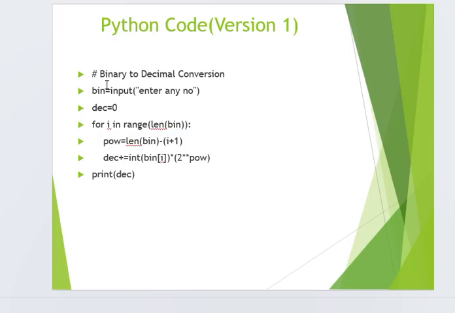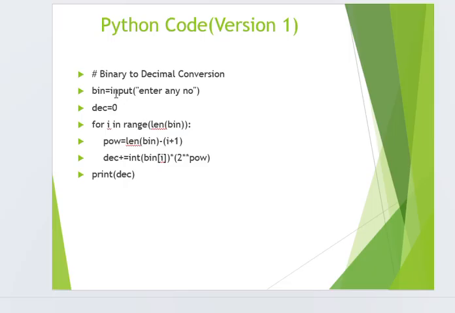First of all, this first statement, that is hash, is a comment statement which is non-executable. It means it does not have any effect on the execution of the program, but it is for the users to know what the program is for. So this program is for binary to decimal conversion. We are reading a binary number and the value will be stored in bin.